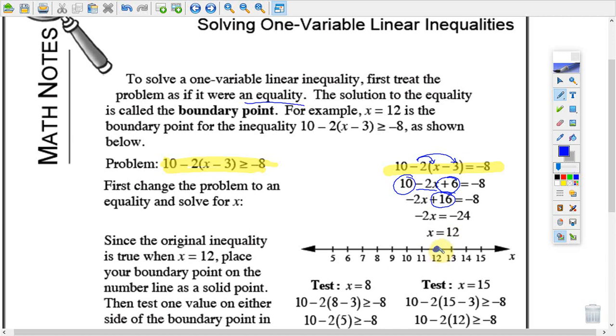So if this was an equation, we'd be done, but it's not an equation. We have this greater than or equal to sign right here and right here. So we need to figure out which direction we should shade. So we're going to pick 2 points. We know we're either going to shade to the left or shade to the right. If a point is part of the solution, then we will get a true statement at the end. If the point is not part of the solution, we'll get a false statement.